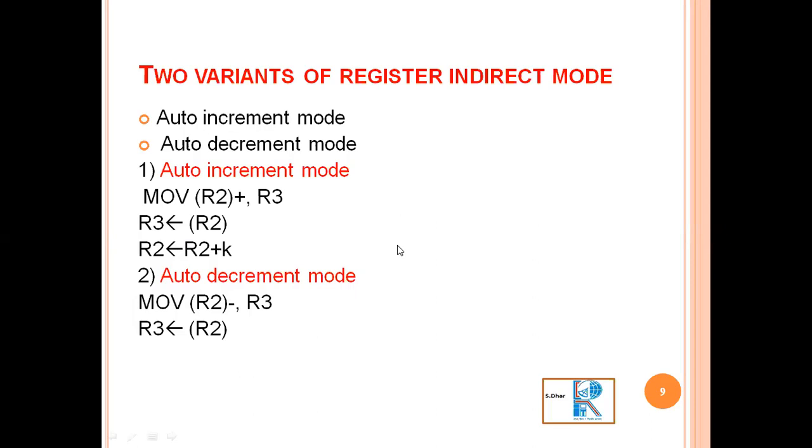Similarly, the same thing is called the auto decrement mode. What happens in the auto decrement? After the execution of the operation, the address stored in the particular register will be decremented. Here, see: move -R2, R3. That means the data stored at the address mentioned by R2 will be moved to the register R3, and after that, the content of the register R2, that means the particular address, will be decremented by K. That means the new value of R2 is R2 minus K.